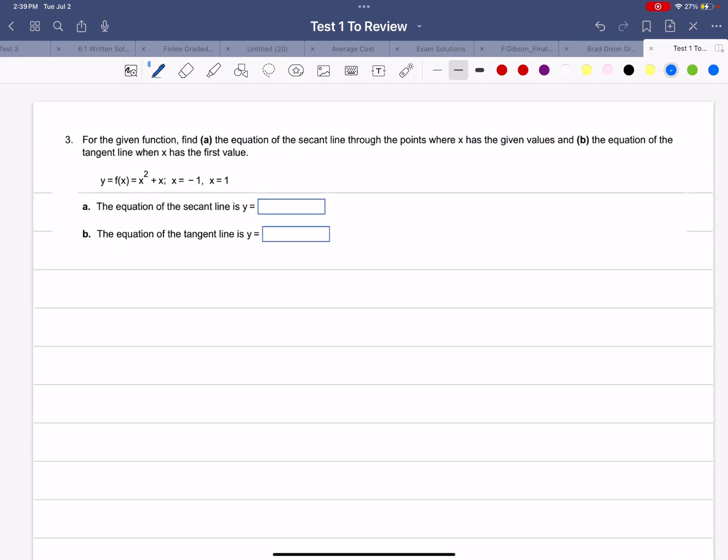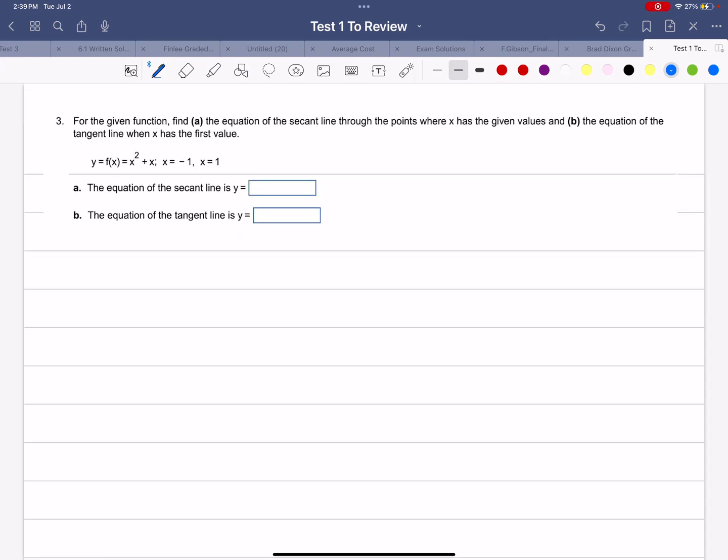For the given function, find the equation of the secant line through the points where x has the given values, and B, find the equation of the tangent line where x has the first value. So for part A, we'll use the formula f of b minus f of a over b minus a. And our a is our first value, -1, and our b is our second value, 1.